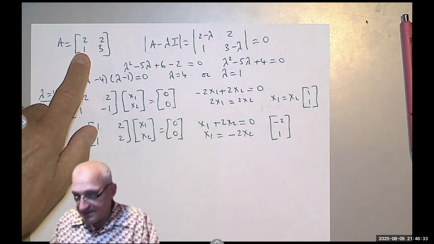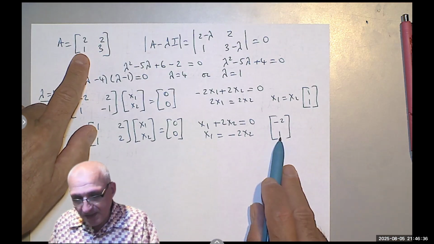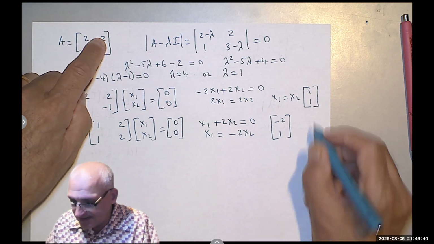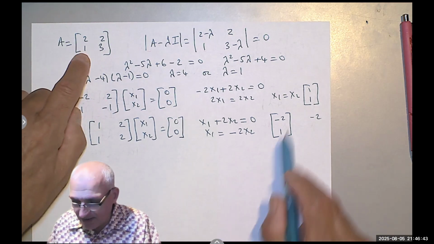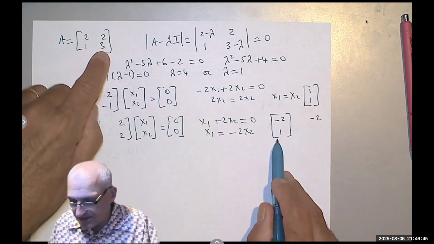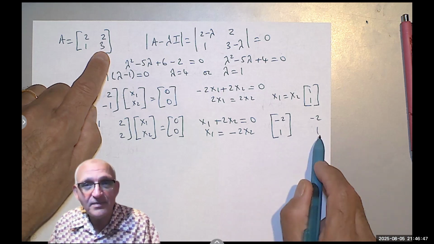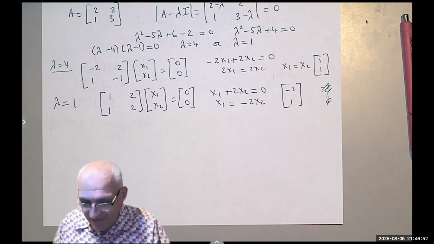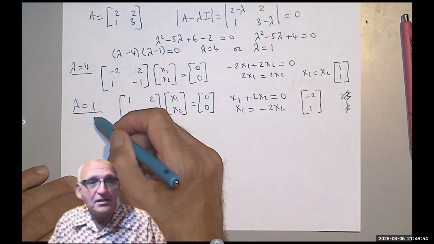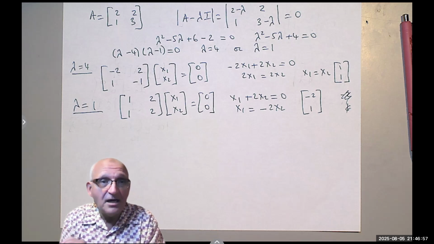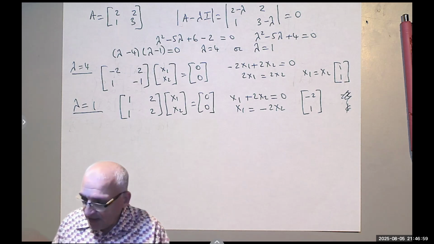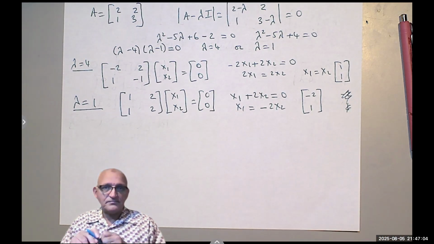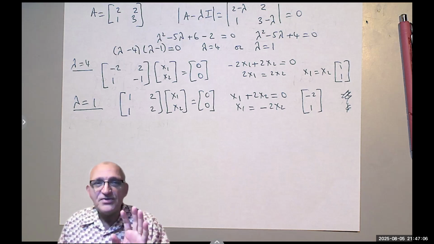Notice that if I multiply this matrix by that matrix, 2 times negative 2 is negative 4, and 2 times 1 is 2, so I get negative 2. And if I multiply 1 times that, you get negative 2, plus 3 is 1. So you get the same vector again. Okay, so now I found 4 and 1 are the eigennumbers or eigenvalues, and these two guys are the corresponding eigenvectors. Now I want to show you something interesting.